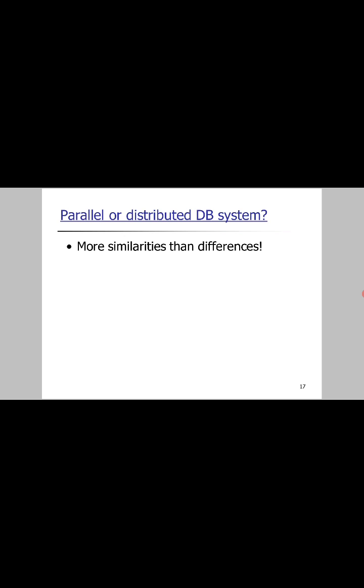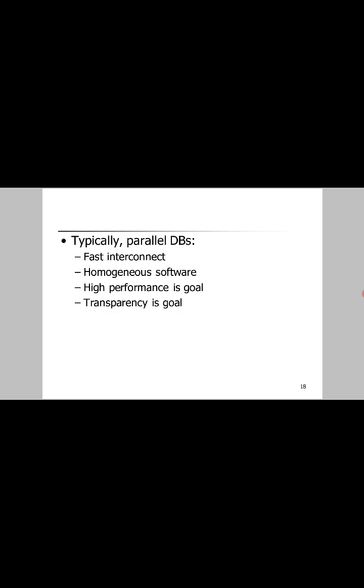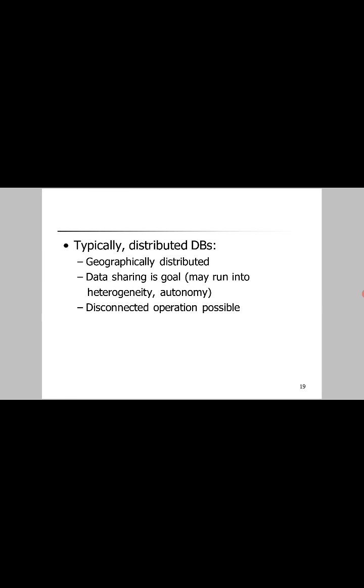So parallel or distributed database systems have more similarities than differences. Typically parallel databases mean fast interconnect, homogeneous software, high performance, and transparency. Distributed databases mean geographically distributed. Geographically distributed means the same copy of the database can be used by multiple places. Data sharing is good. It may run into problems, and disconnected operation is possible.